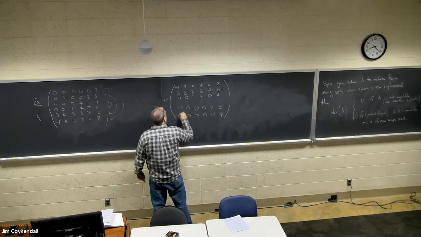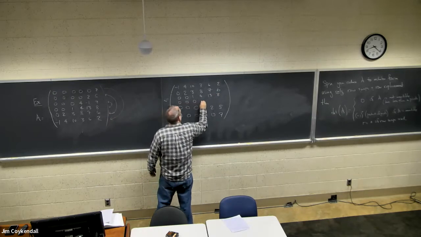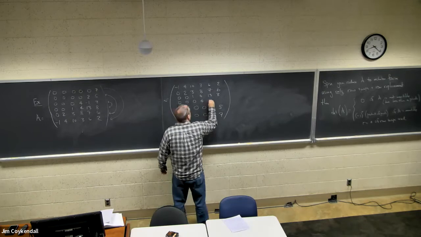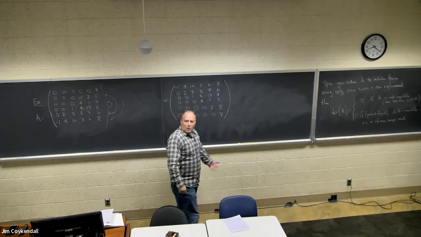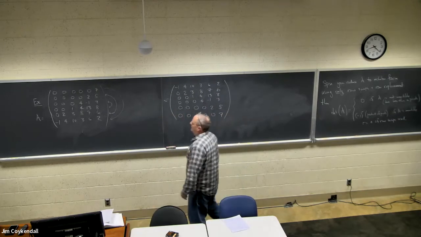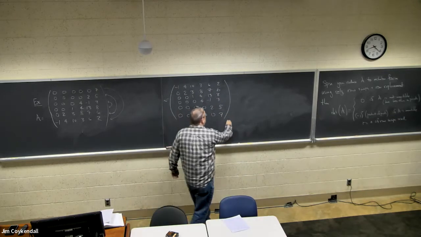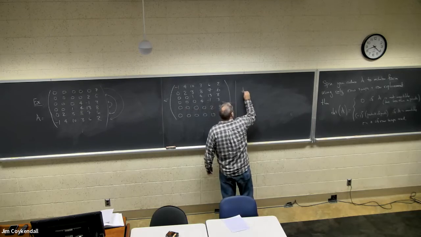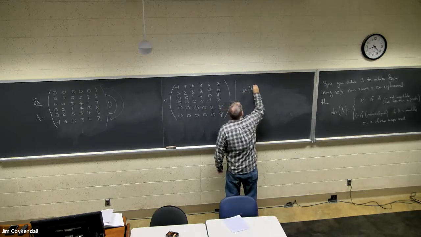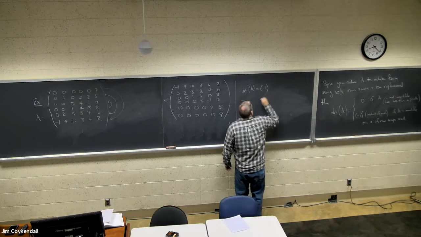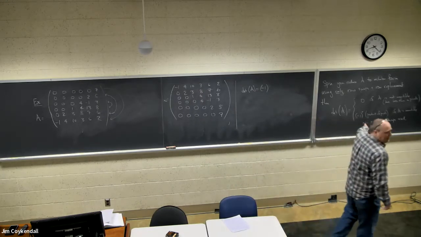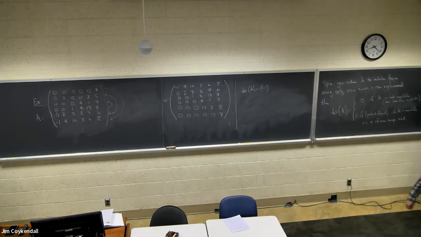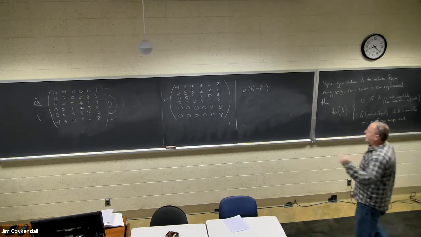And 0, 0, 0, 4. -1. Okay, so the determinant of this should be -1. How many swaps do we perform? We perform 3 swaps.